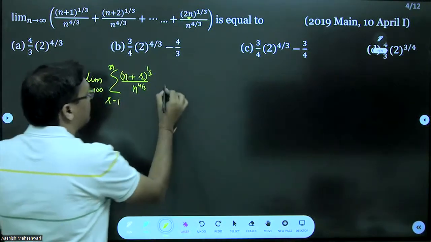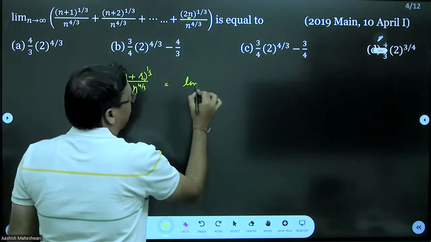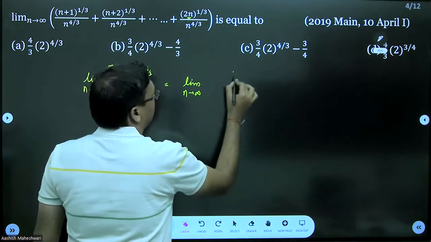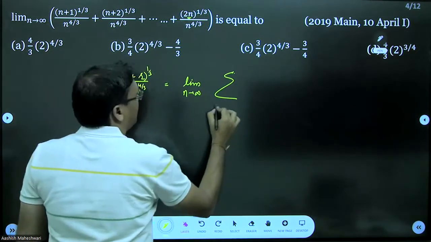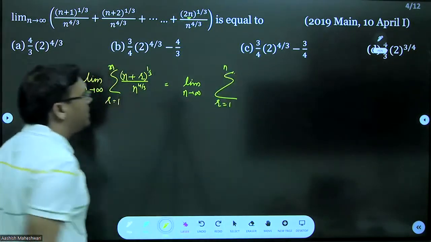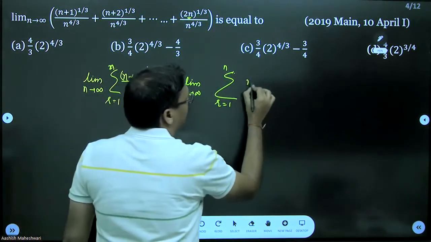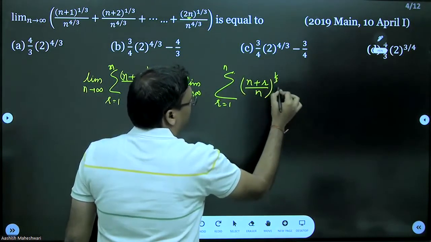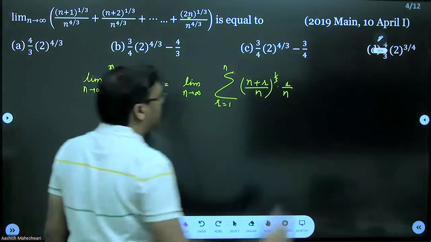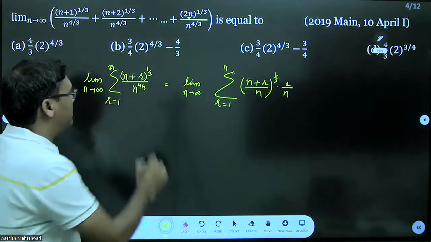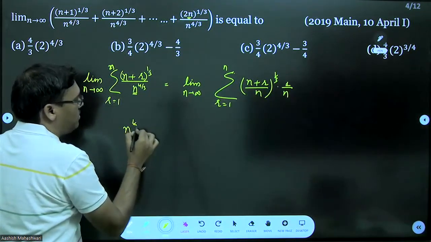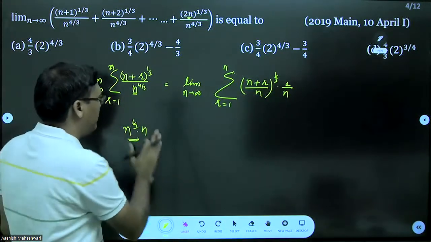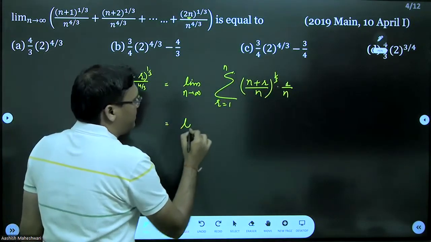Now can I say this is equal to limit n tends to infinity sigma r equal to 1 to n, correct? You can see here this is n plus r divided by n raised to 1 by 3 into 1 by n. You can see I have written n raised to 4 by 3. We have written this as n raised to 1 by 3 into n. You can see. So basically what is this expression?